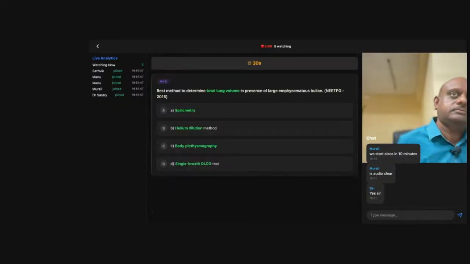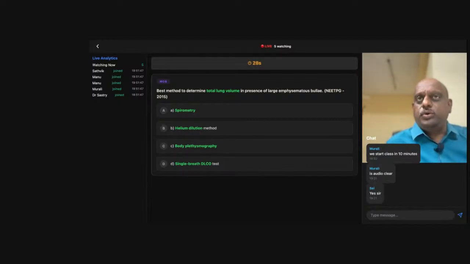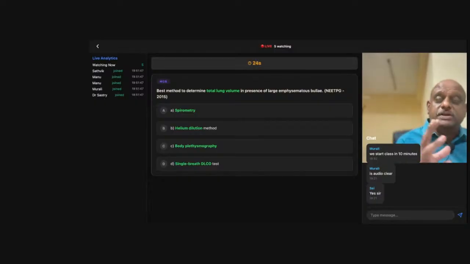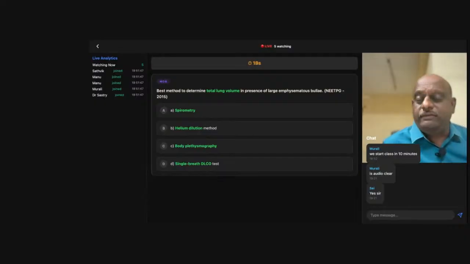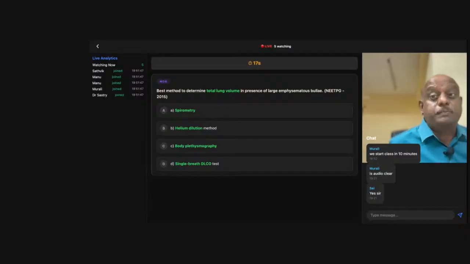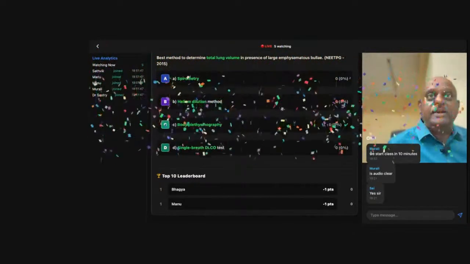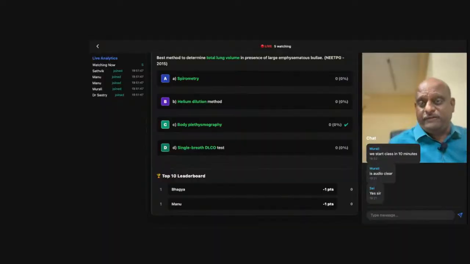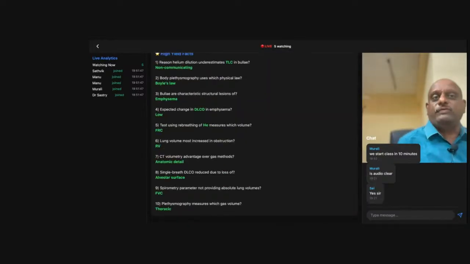Now, what is the best method to know the total lung volume in presence of large emphysematous bullae? What is the best test? See, basically emphysema is associated with increased residual volume. Spirometry cannot test it. So what is your answer, doctor? It is called body plethysmography, which is used in order to find the total lung volume whenever there are large emphysematous bullae, is what we need to remember.